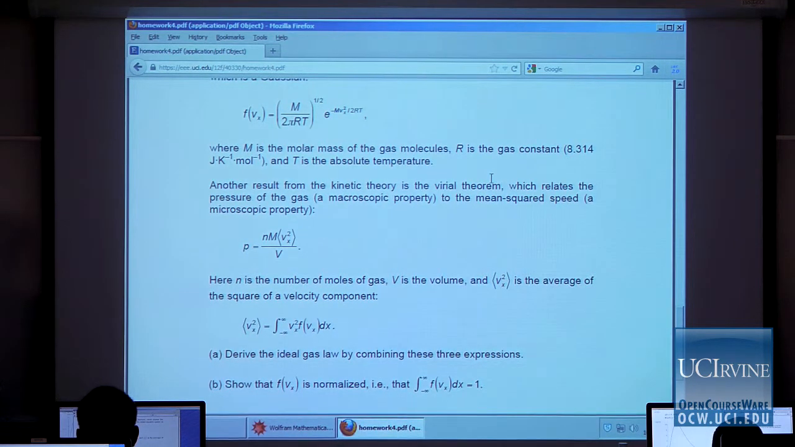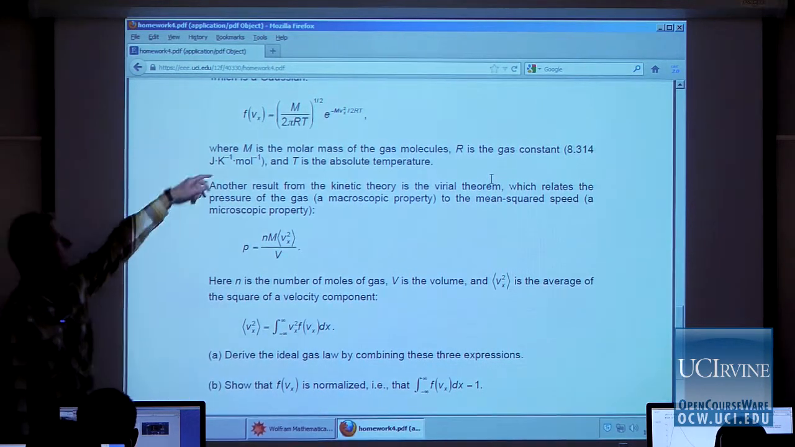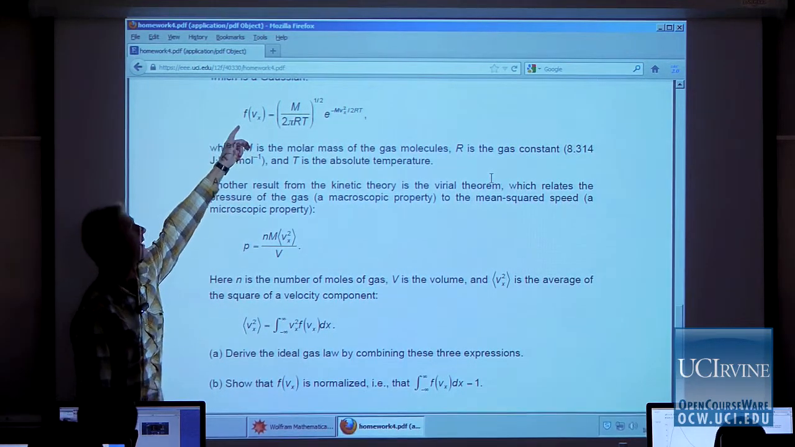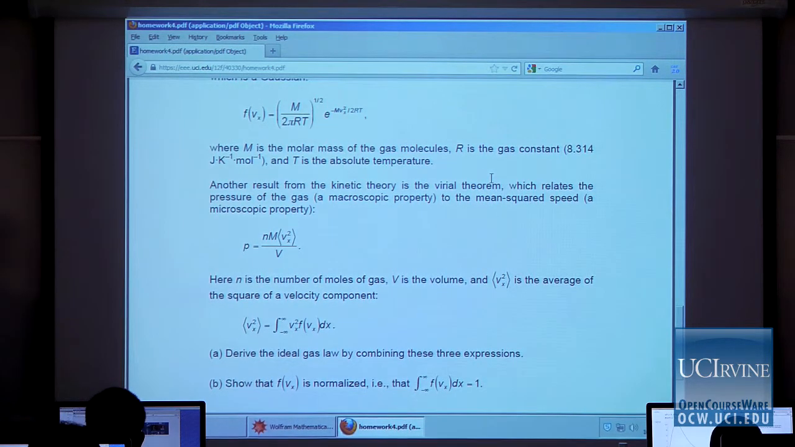Hopefully you'll find that somehow satisfying. It's a proof that the kinetic theory is consistent with the macroscopic ideal gas law. So that's part A. For part B, I just want you to show, using an integration, that this is normalized, meaning if I integrate it over its full range, I should get 1. This is a problem where you get to practice using integration on some chemistry-related examples.